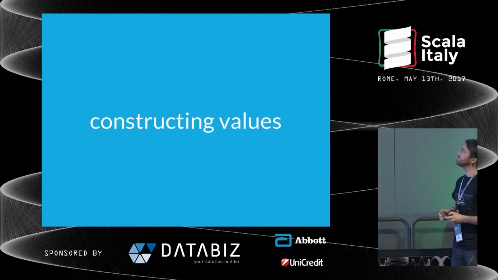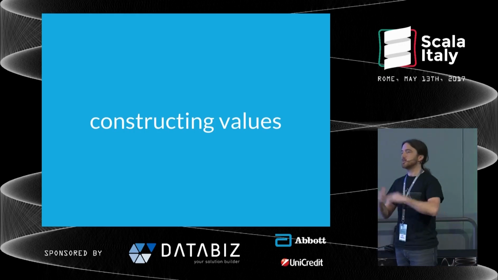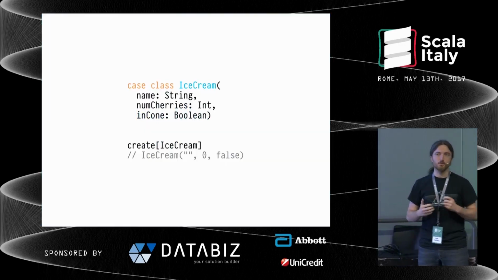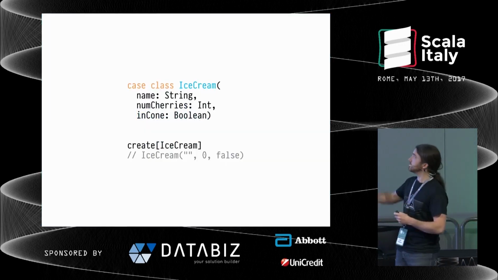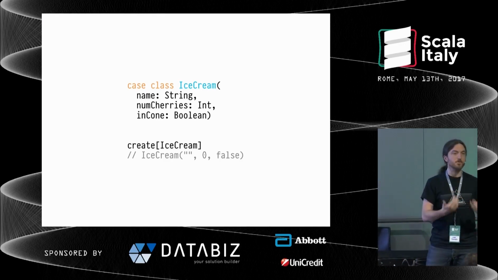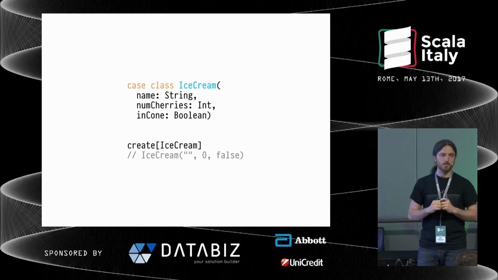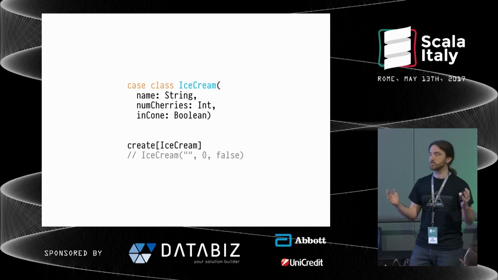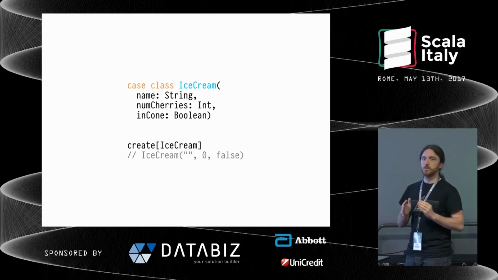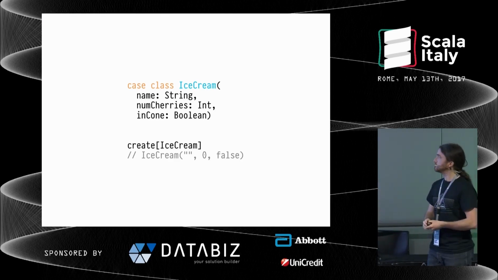So we've got two examples. The first example is the simplest possible thing I could think of, which is constructing values. Okay, so the use case here is we have a case class. This ice cream case class I tend to be using a lot these days. And we want to be able to create instances of ice cream but without actually doing any work ourselves. So we don't want to have to specify the constructor arguments. We just simply want to say, create an ice cream and have the compiler produce the value for us.